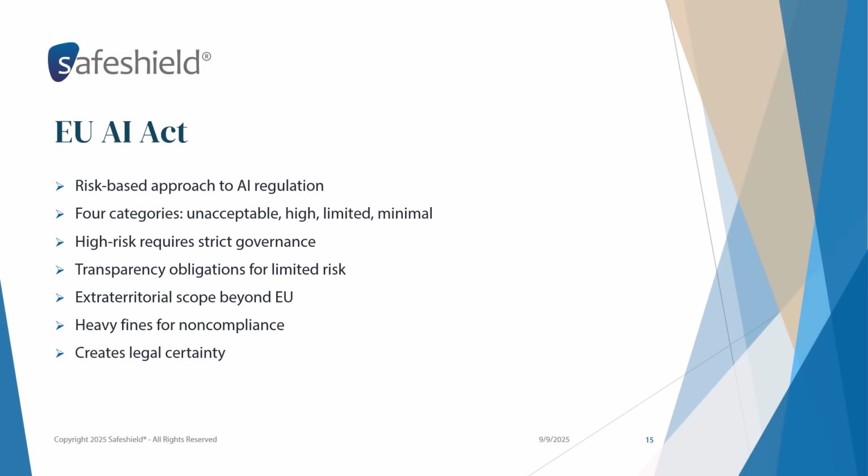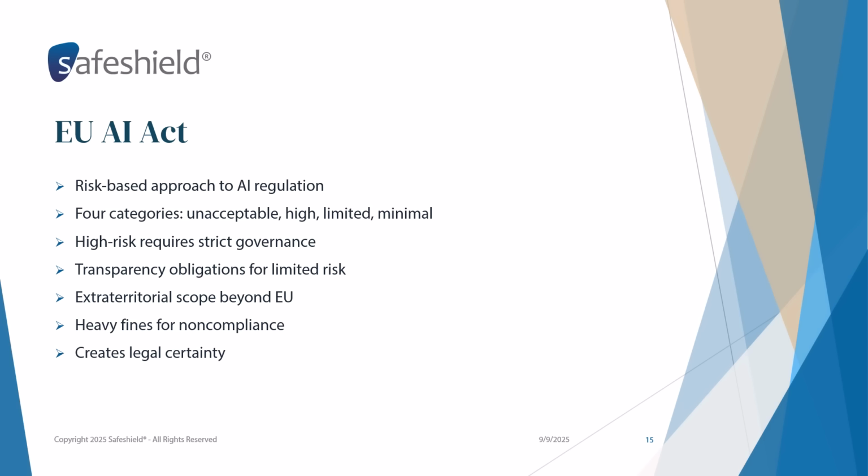The EU AI Act is one of the most ambitious and comprehensive regulatory frameworks for artificial intelligence anywhere in the world. Proposed in 2021 and expected to take effect in the coming years, it applies a risk-based approach to AI governance.